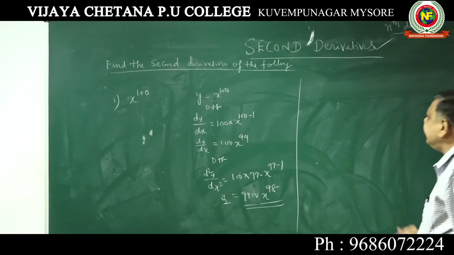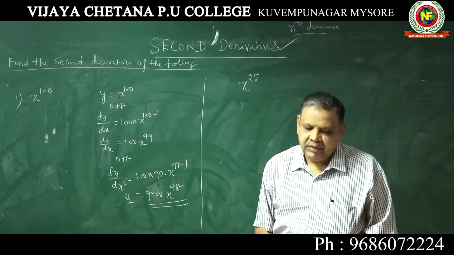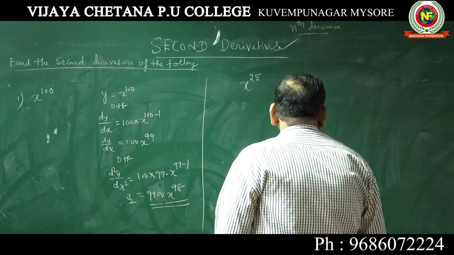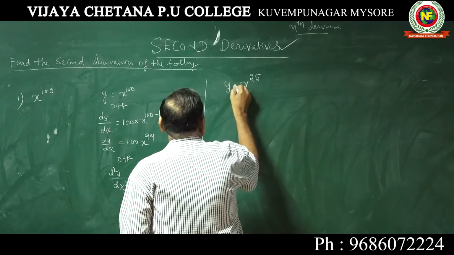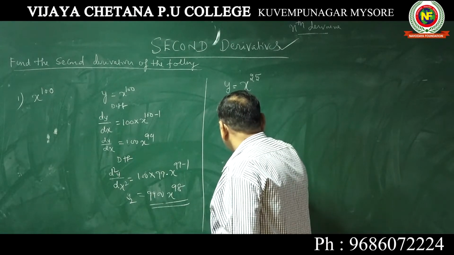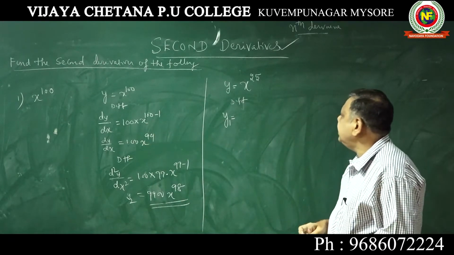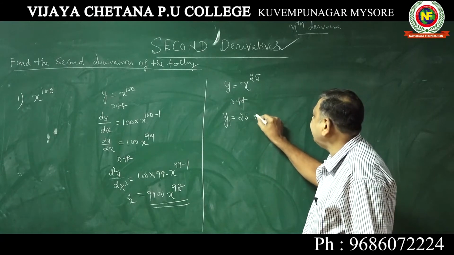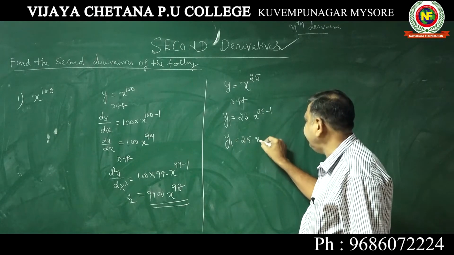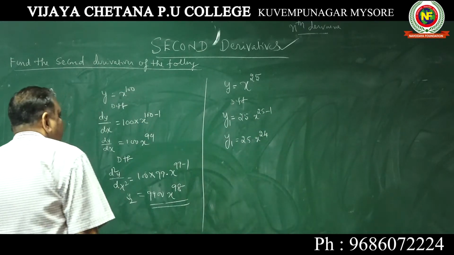Find the second derivative of x to the power of 25. Write it, take the problem. Find the second derivative of x to the power of 25. y is equal to x to the power of 25. Differentiate, you will get y1. y1 is nothing but dy by dx. y1 is 25 into x to the power of 25 minus 1, so y1 is 25 into x to the power of 24.